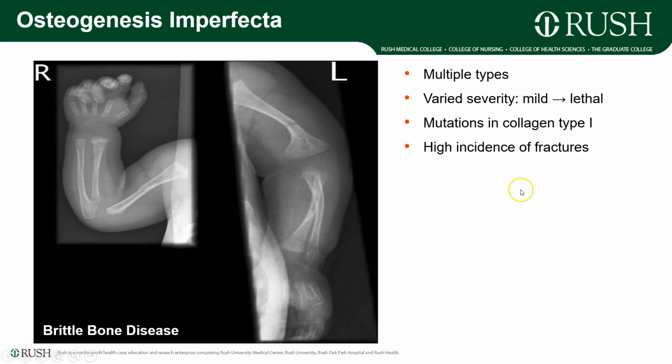Another disease that you should be aware of is osteogenesis imperfecta, or brittle bone disease. This is normally a disorder of type 1 collagen. So there's a structural issue with the extracellular matrix, which leads to structural failures and multiple fractures. There are multiple types of OI. They can range from very mild, which do not affect quality of life, to lethal, which can be lethal in utero or soon after birth.